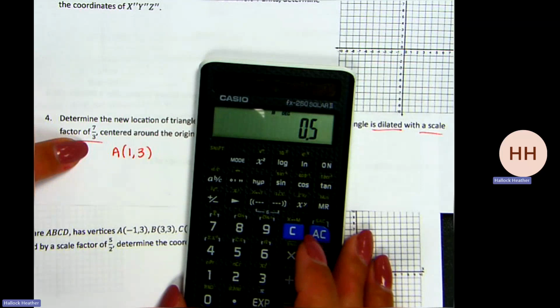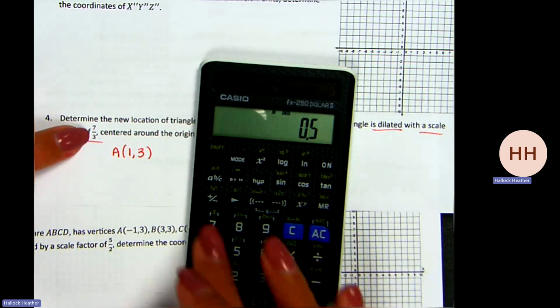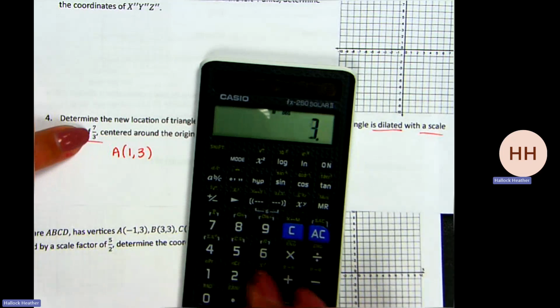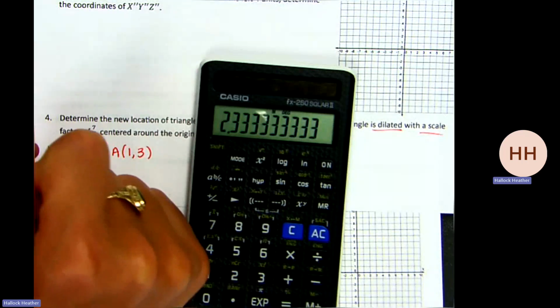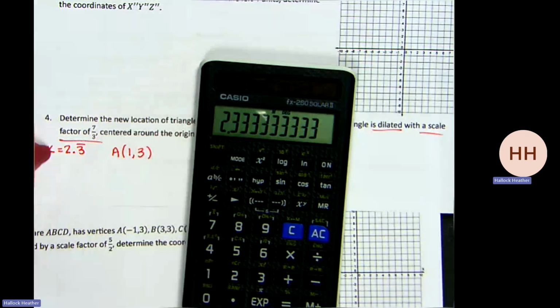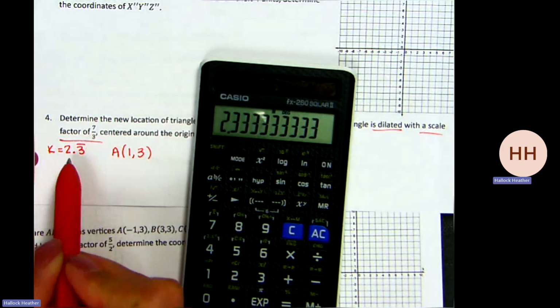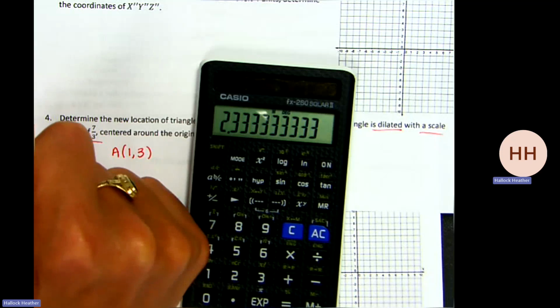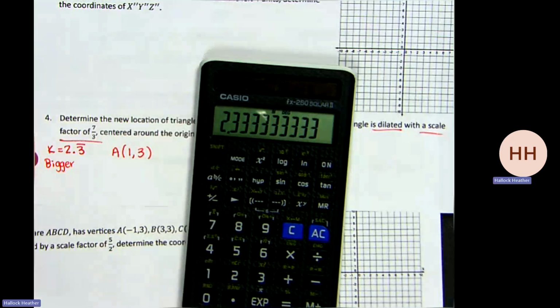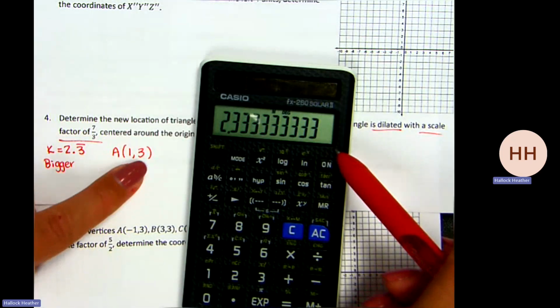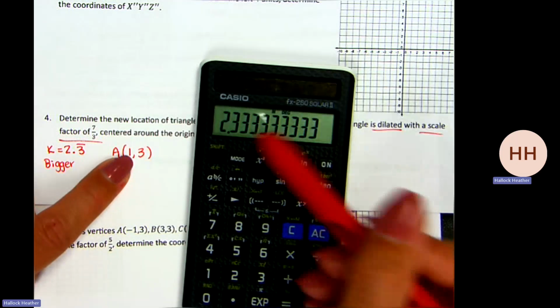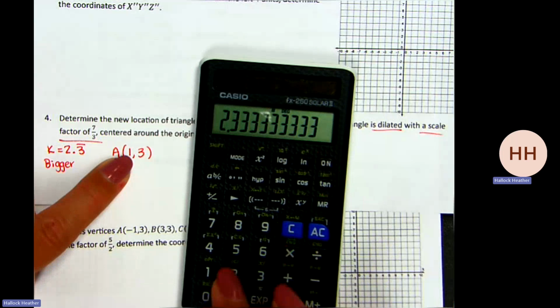So 7/3 is a fraction. A fraction is fancy division. So if I take 7 in a calculator and I divide by 3, I get 2.3 repeating. So my scale factor, my K, is 2.3 repeating. Does that mean that my numbers should get bigger or should they get smaller? They should get bigger, because technically, even though it's a fraction, it's larger than 1. So you have to keep that in mind. In my calculator, I'm going to use this repeating decimal and multiply my A by both of those numbers. So if I take 1 and I multiply by 2.3 repeating, what am I going to get?